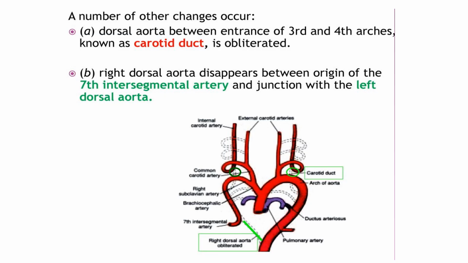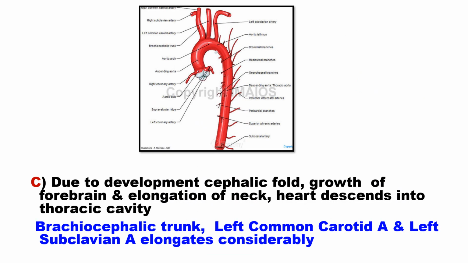So these changes which occur are: 1. The dorsal aorta between the entrance of third and the fourth arch, which is known as carotid duct, is completely obliterated. 2. The right dorsal aorta disappears between the origin of seventh intersegmental artery and junction of left dorsal aorta. 3. Due to the cephalic fold, the growth of forebrain, elongation of neck, and heart descends into the thoracic cavity, the brachiocephalic trunk, the left common carotid, and the subclavian artery elongate considerably.